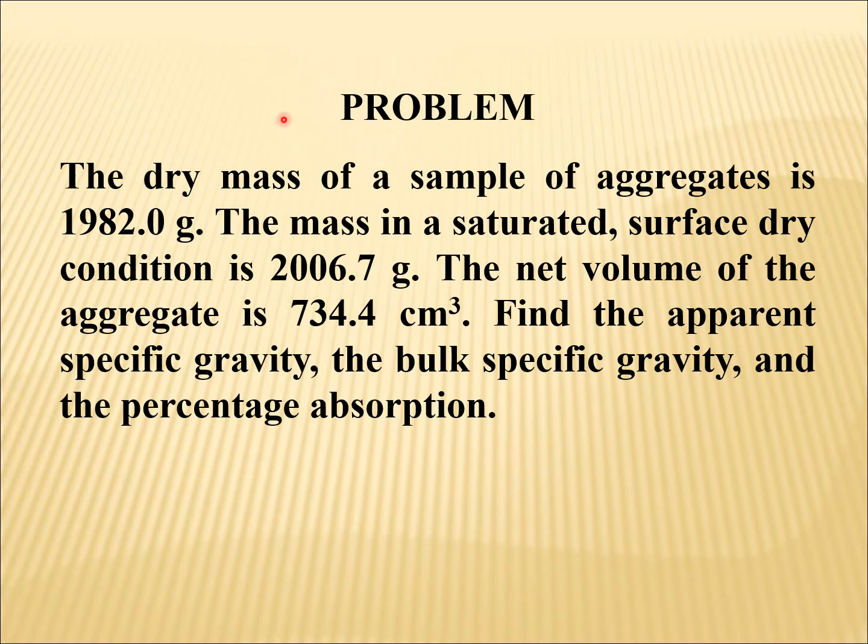Now just to give you the real feel about the apparent and the bulk specific gravity, look at this problem. The statement: the dry mass of a sample of aggregates is 1982 grams. The mass in a saturated surface dry condition is 2006.7 grams. The net volume of the aggregate is 734.4 cubic centimeter. Find the apparent specific gravity, the bulk specific gravity, and the percentage absorption.